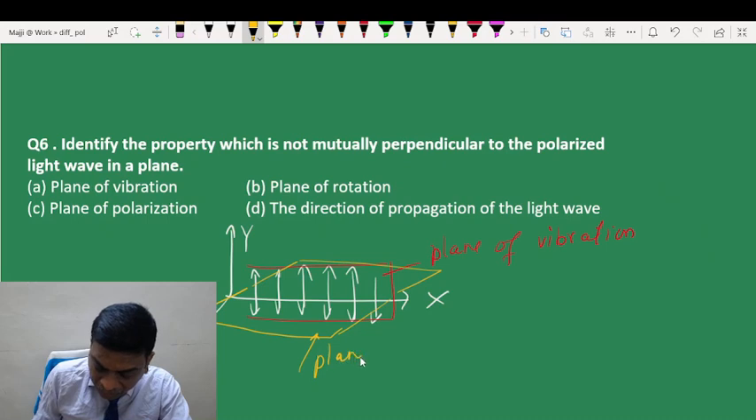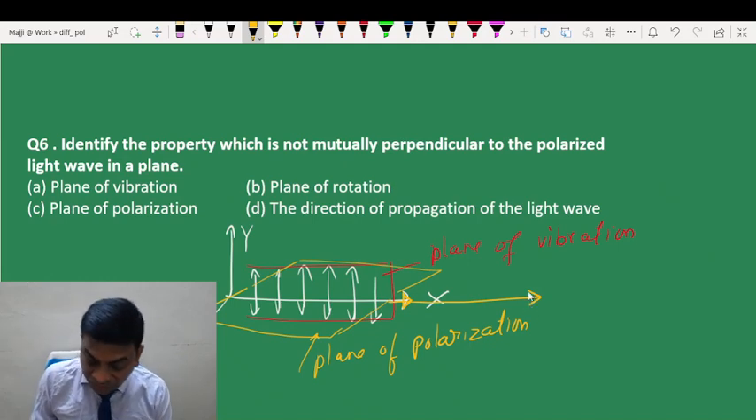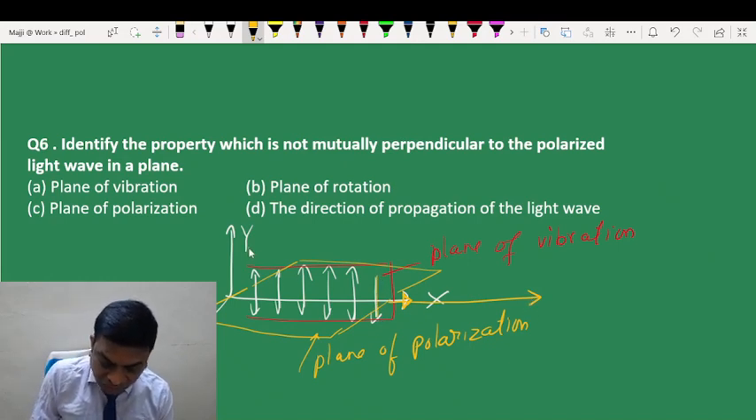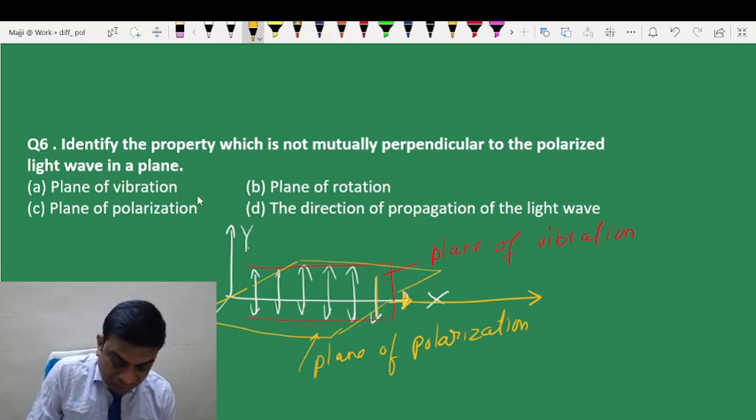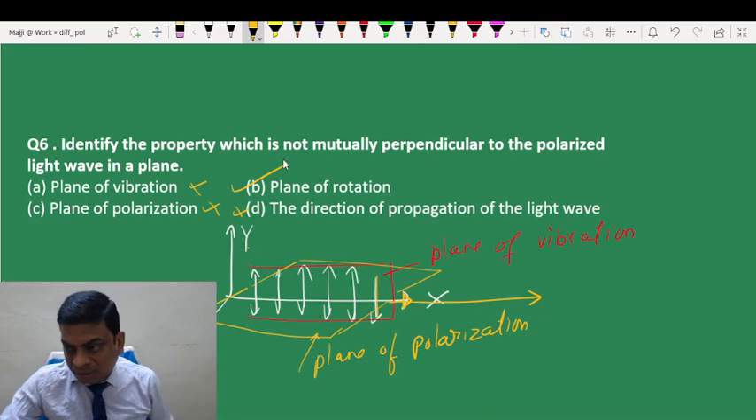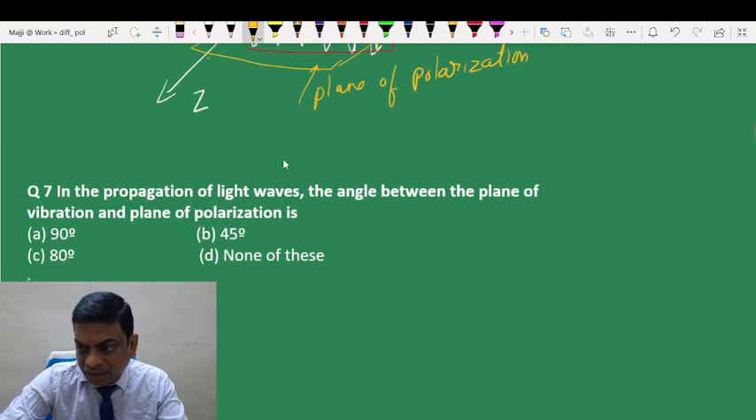There are no electric field components in the plane of polarization. They are at right angles, which in turn is perpendicular to the direction of propagation. So here you can see the direction of propagation is like this, the direction in which light is going. Electric field is oscillating along y-axis and the plane of polarization is along z-axis. So these three are at right angles. So that means the correct answer should be B. Plane of rotation is not related to that.